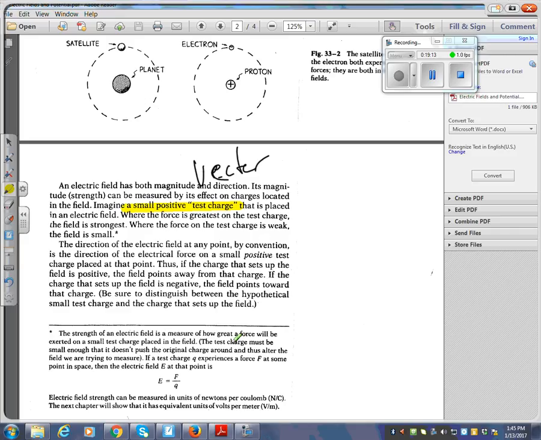If a test charge Q experiences a force F at some point in space, then the electric field E at that point is, and this is the first time you've seen it, the electric field, I'm doing it in a highlighter, F over Q.